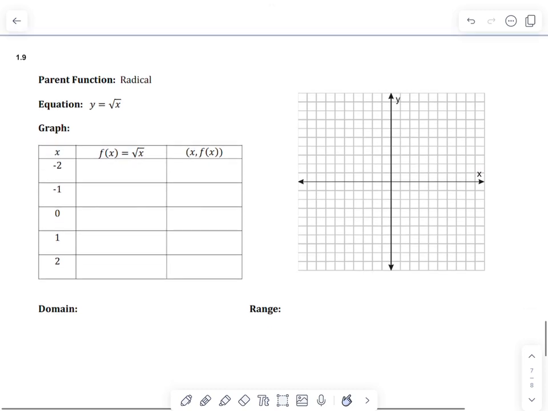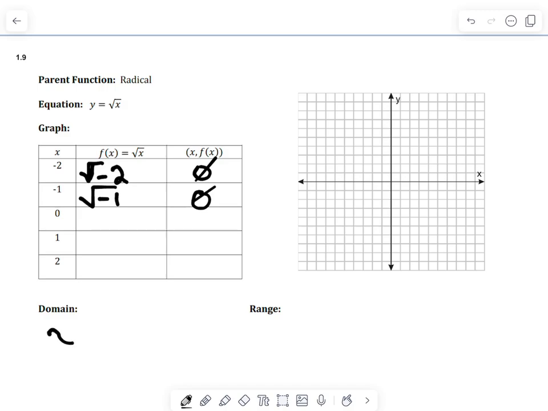Our last function is called our radical. You cannot take the square root of a negative number. If you want to pause and input -2 with a square root into your calculator, it's going to give you an error message. That's not possible. Or if you substitute -1 into a square root, not possible. So that's where there's a domain issue. x has to be greater than or equal to 0, so positive numbers is what we're looking for.